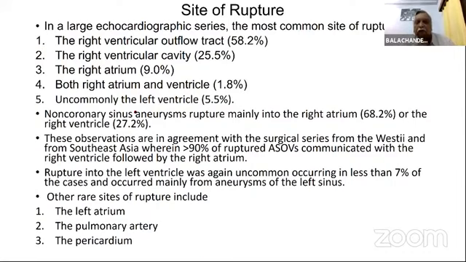In Southeast Asia, most of the observations are based in the US as well, but most of them, 90% of the ruptured RSOV communicated with the right ventricle, followed by the right atrium. And remember that most of the times when there's VSD, I'll come to that, it is usually supracrystal type in Southeast Asians where it is associated with RSOV. So the very rare sites are left atrium, pulmonary artery, and pericardium. Next slide.